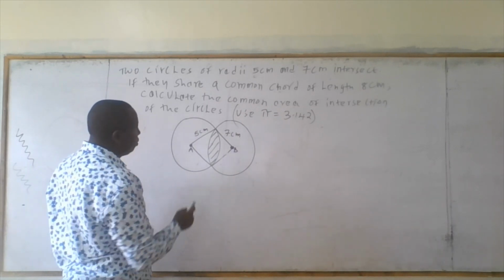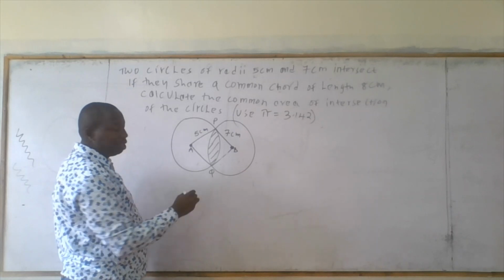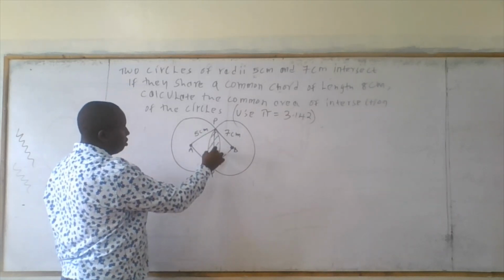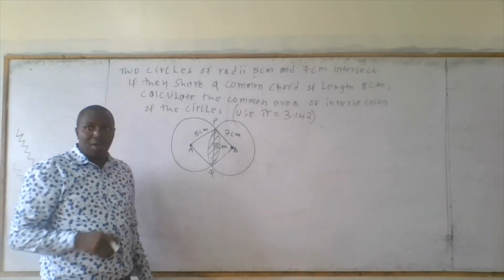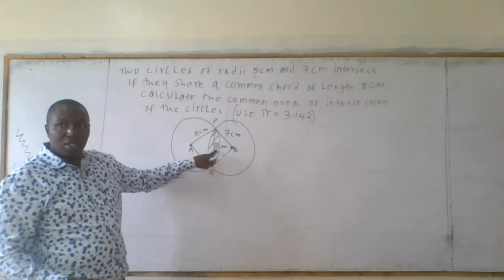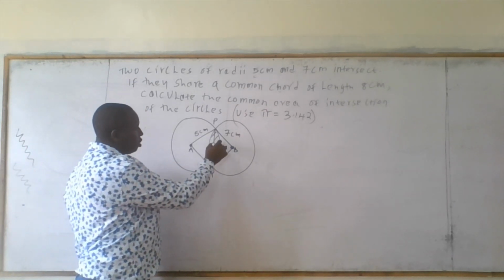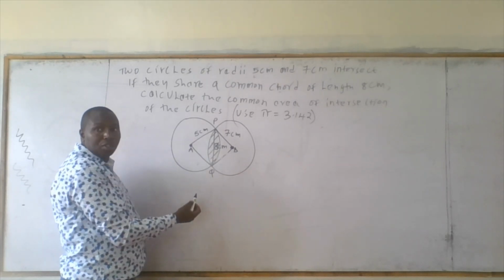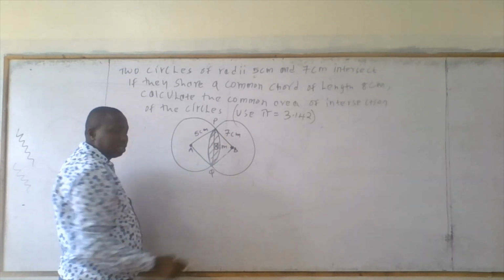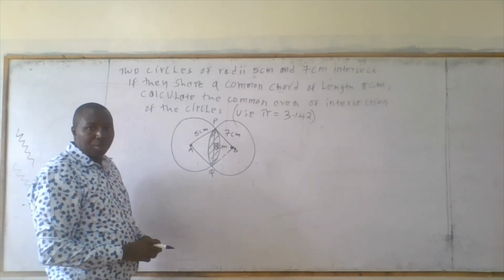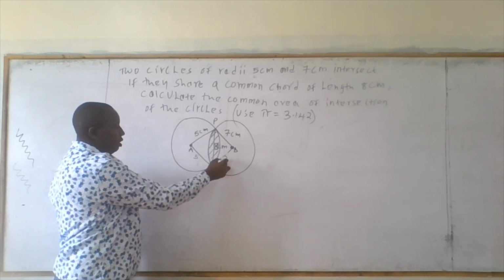You are told the common chord between the two. Let our chord be PQ. PQ is 8 centimeters. That's the chord. So you want to find the area of the common region between the two, and I've shaded this common region. So this is 7, this is 5. Also this is 5, this is 7.